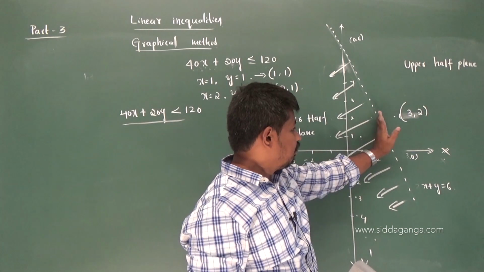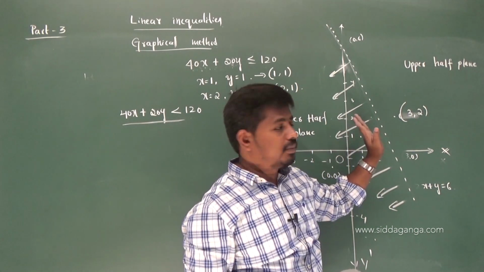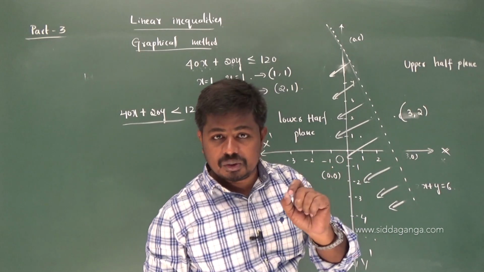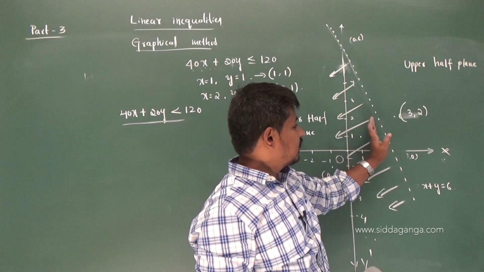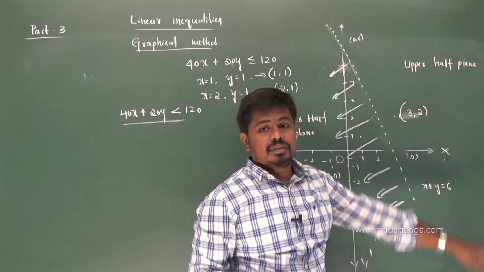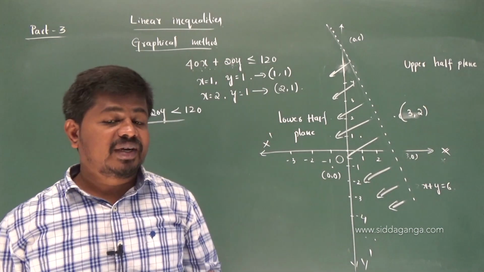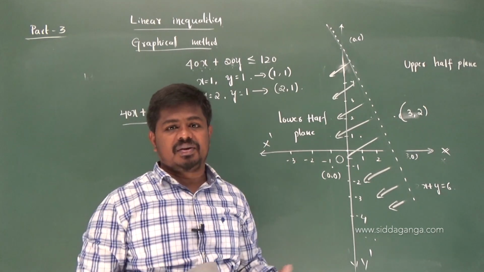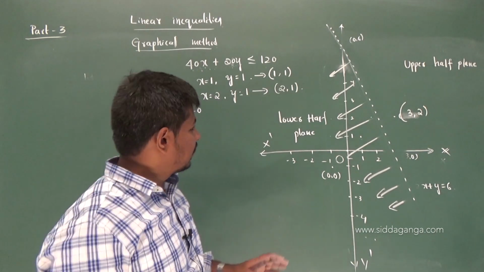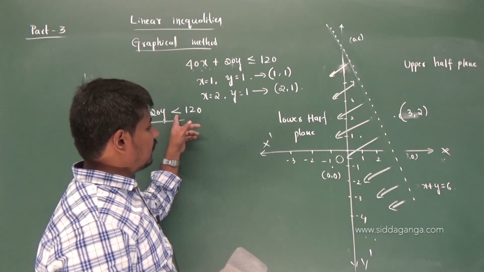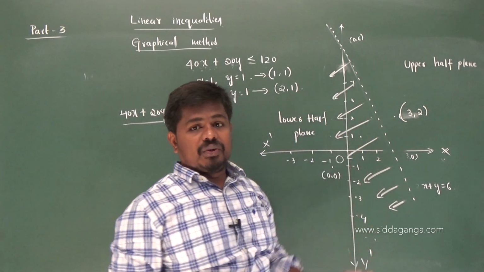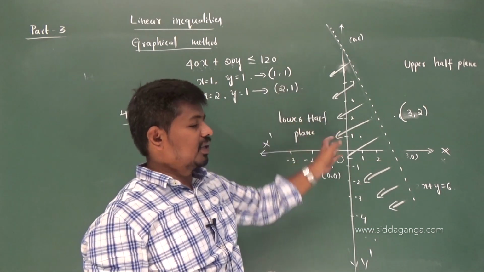Points that come below the line belong to the solution region, and the points that come on the line as well as above the line don't belong to the solution region whenever it is a strict inequality. So it's very important, students. When you have a strict inequality, you draw a dotted line. When you have a slack inequality, you draw a solid line.